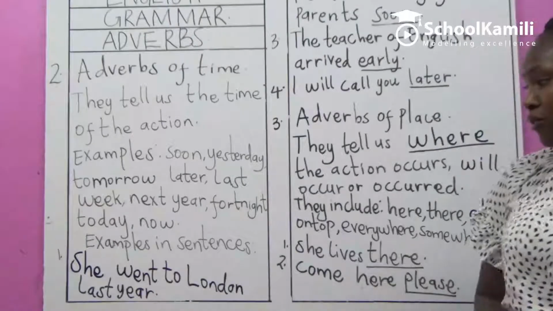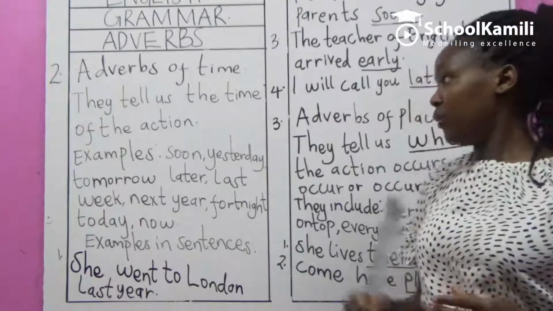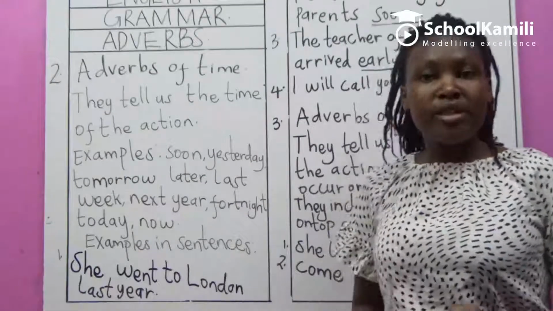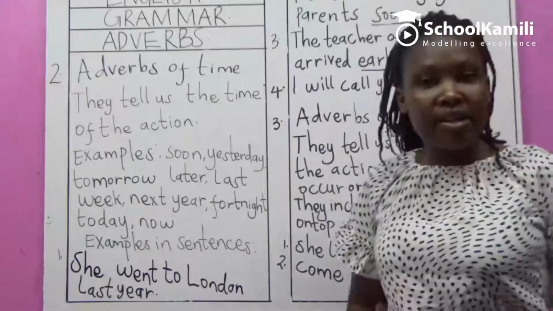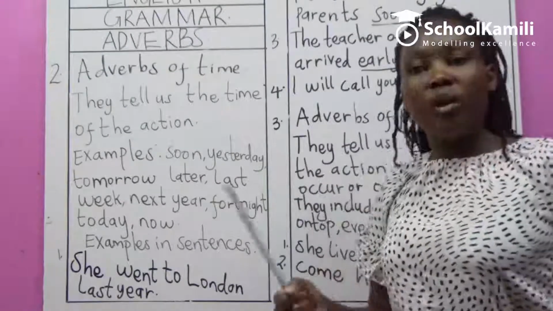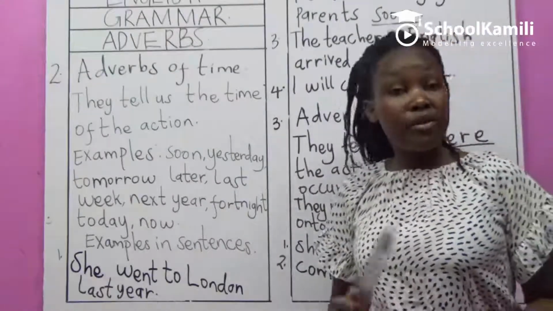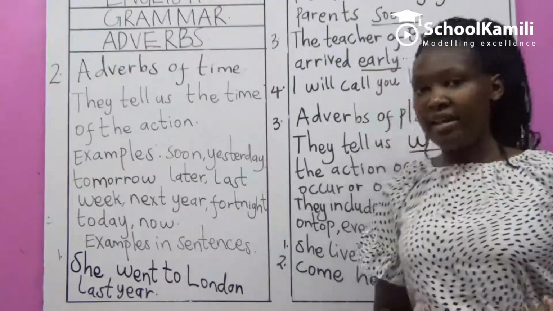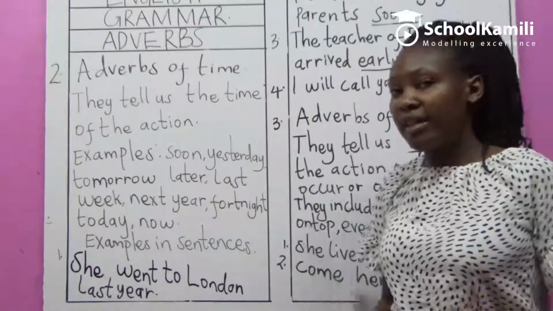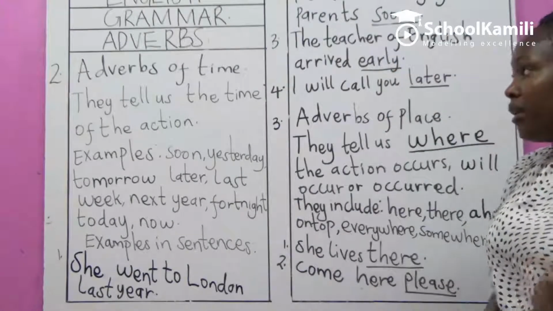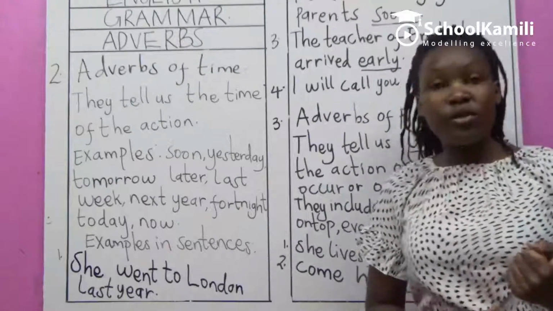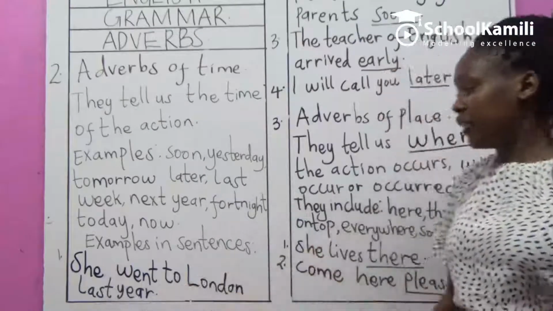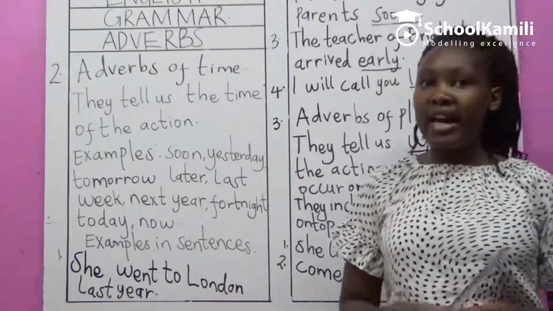These are examples of sentences in English that we've constructed using the adverbs of time to show the time in which the action or the verb occurs, occurred, or will occur, because when you're talking about actions or verbs, we must use the tense, and the tense talks about the time. The first example of a sentence in which we have used the adverb of time is: She went to London last year.